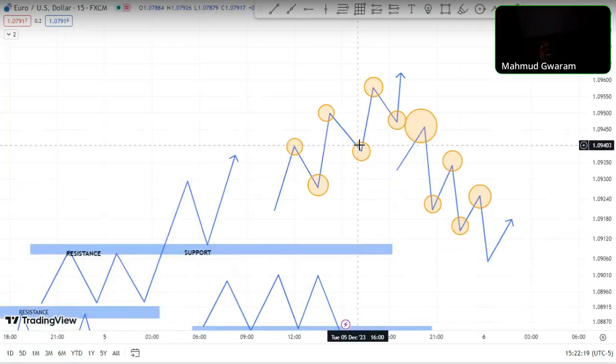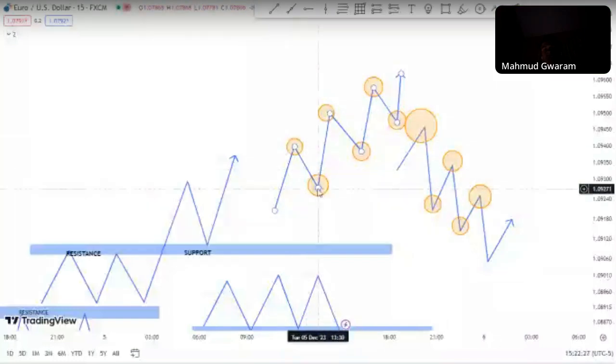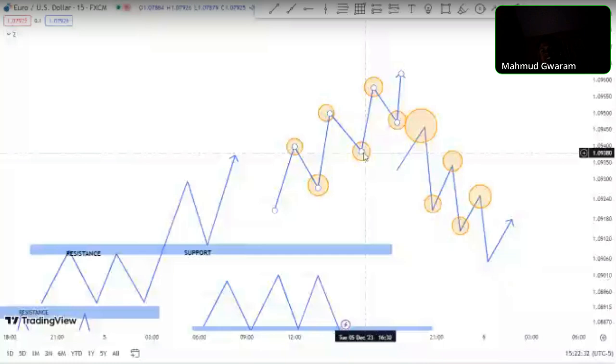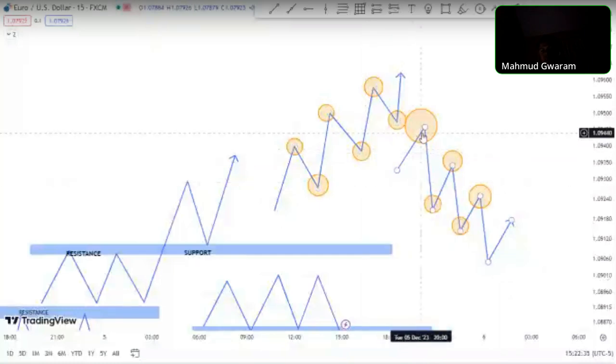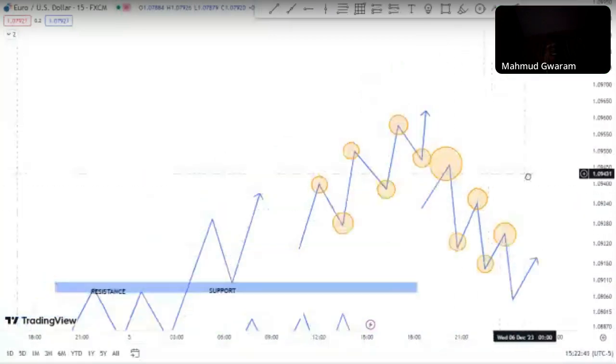So in a market that is going up, this move is an impulsive move. It creates a higher high. Retracement creates a higher low. Impulsive move, higher high. Retracement, higher low. That's it. In a downtrend, the impulsive move creates a lower low, and the retracement creates a lower high, lower low, lower high. That's it. That's the brief explanation.